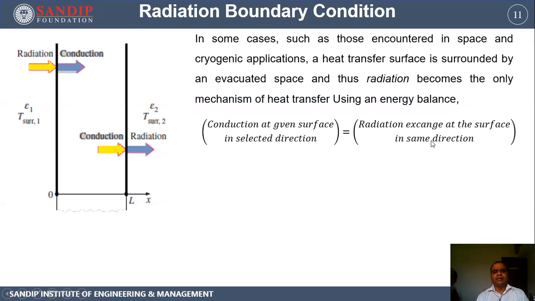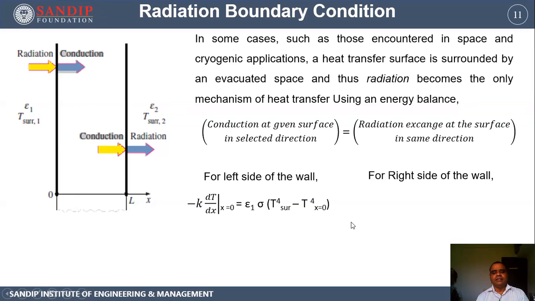In a similar fashion, we can write that conduction at a given surface in the selected direction is always equal to radiation exchange at the surface in the same direction. So we can write on the left side the equation for conduction, minus k dT upon dx at x equal to 0, and the equation for radiation you can recall from the Stefan-Boltzmann law of radiation. From that we can write epsilon 1, which is the emissivity of this surface, into sigma into T surrounding raised to power 4, where T surrounding is the temperature from which these radiations are coming to the surface, minus the temperature of the surface at x equal to 0 raised to power 4.